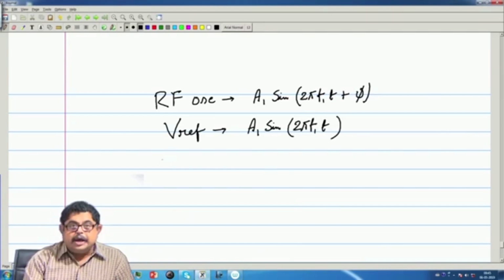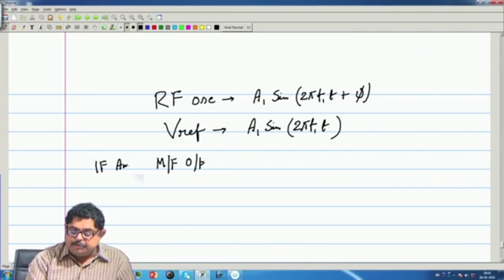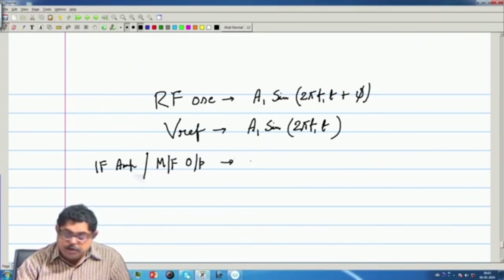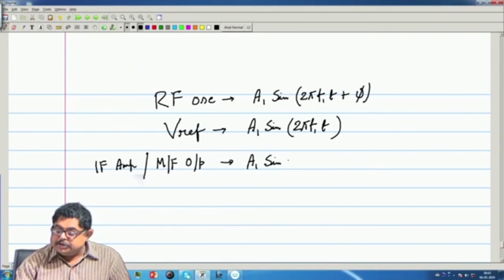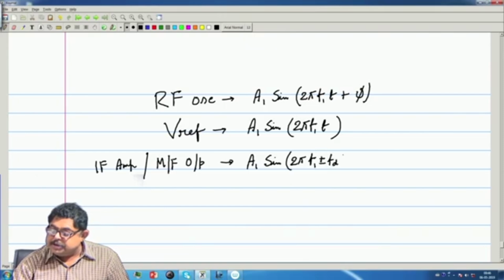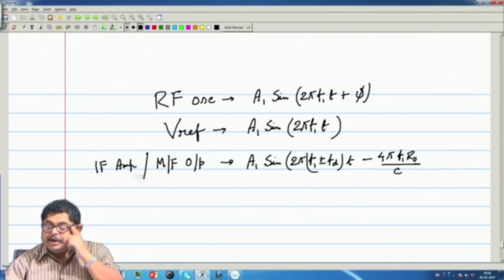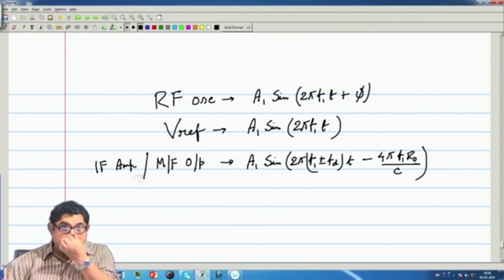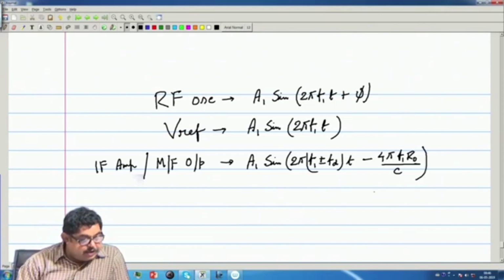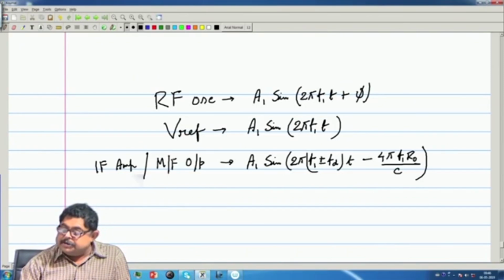Now, at the output of the match filter or IF amplifier output, it will be something like A1 sine 2 pi f1 plus minus fd into t minus 4 pi f1 r naught by c. This we have seen, that if a target is at a range of r naught, then the phase it gets is this. Now, after mixing, that means I have this standard reference signal and this.